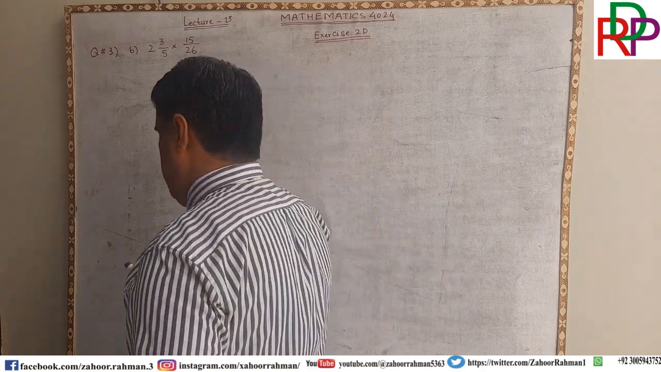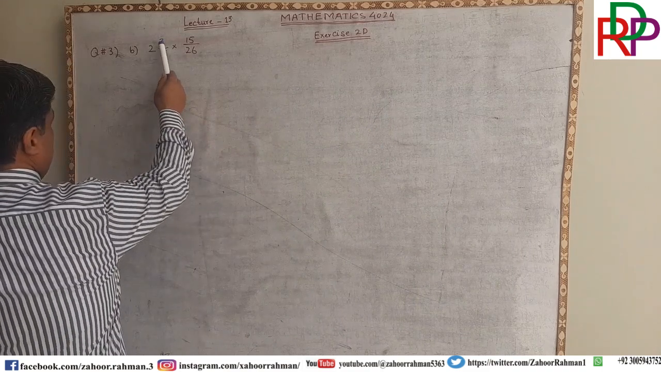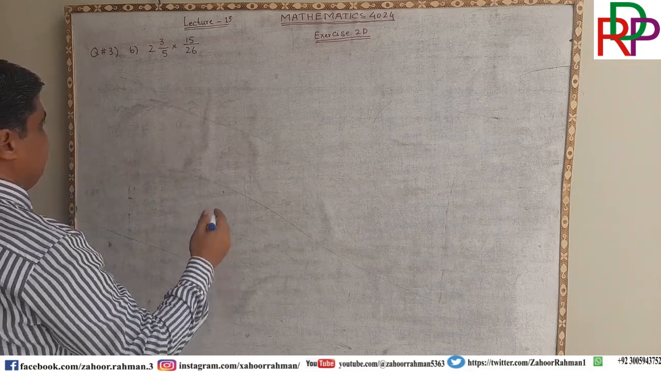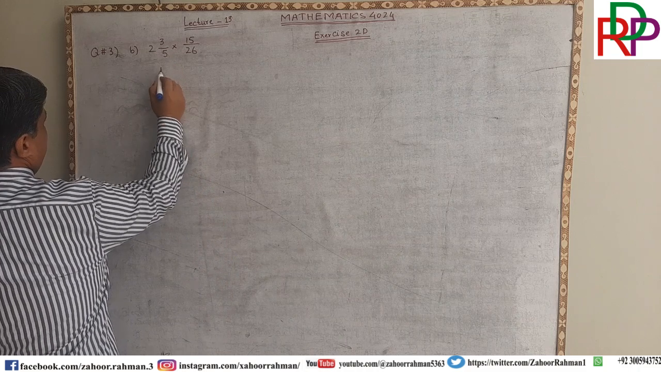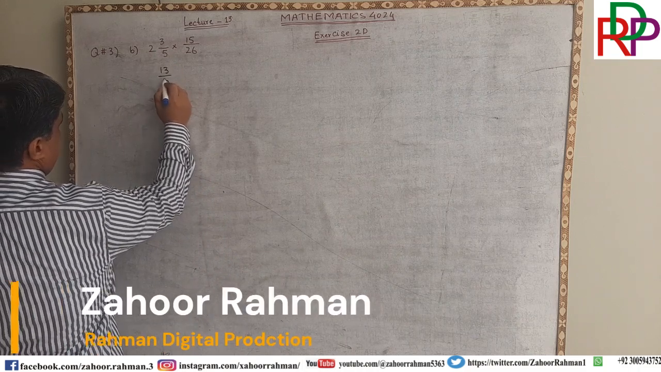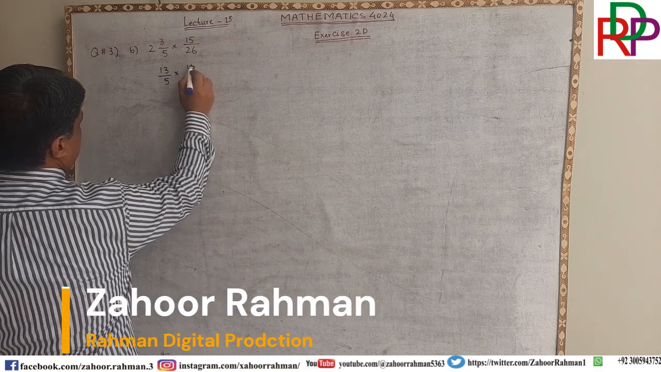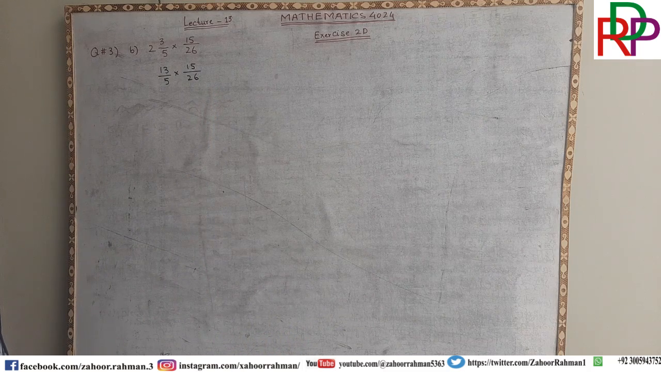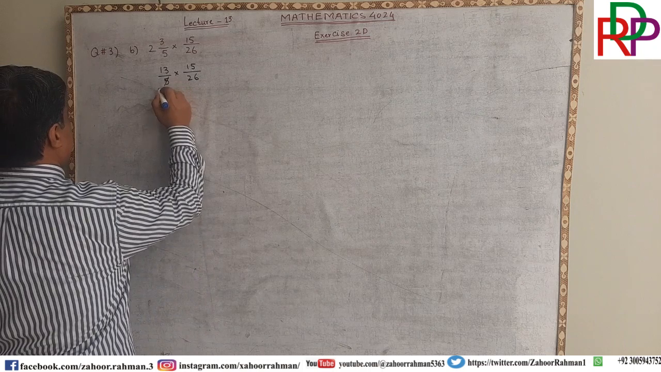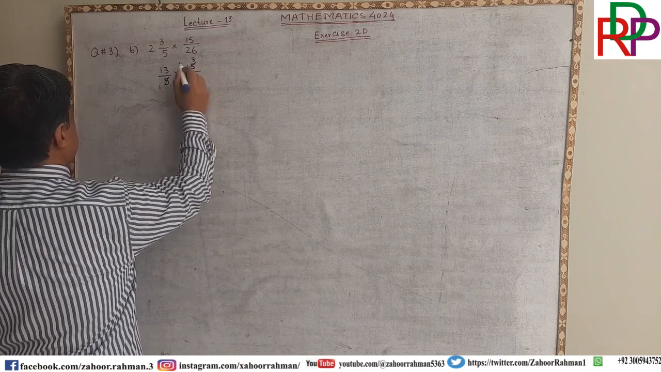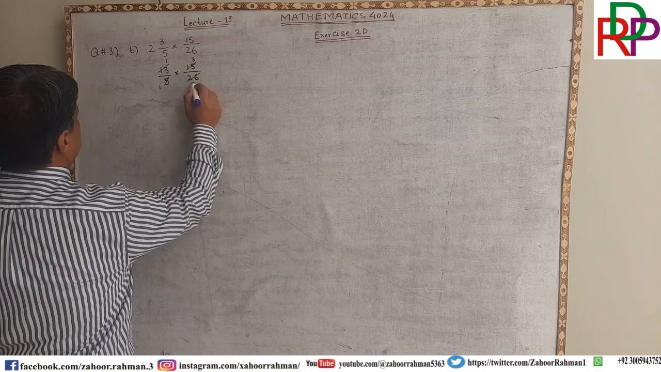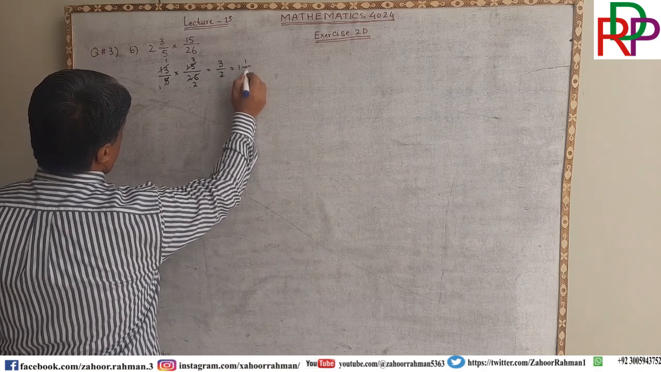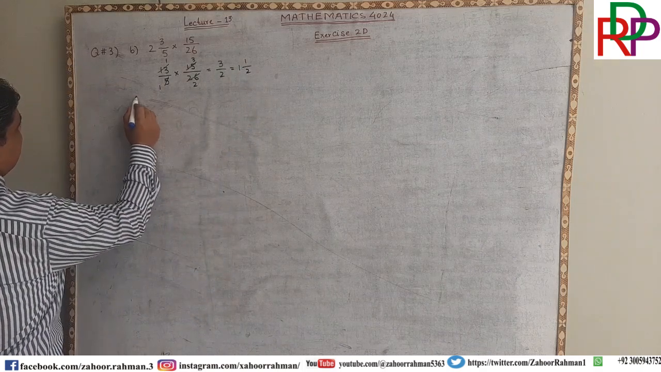Okay, this question is saying 2 whole 3 over 5 multiplied by 15 over 26. 5 twos are 10 and 13, so 13 divided by 5 multiplied by 15 divided by 26. Now the next process is to cut: 5 ones are, and 5 threes are, 13 ones are and 13 twos are, which is equal to 3 over 2, which is equal to 1 whole 1 over 2.